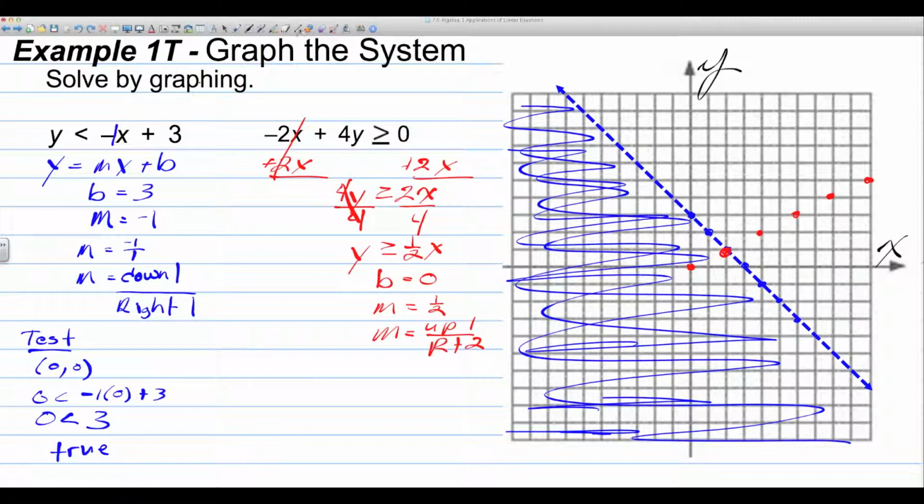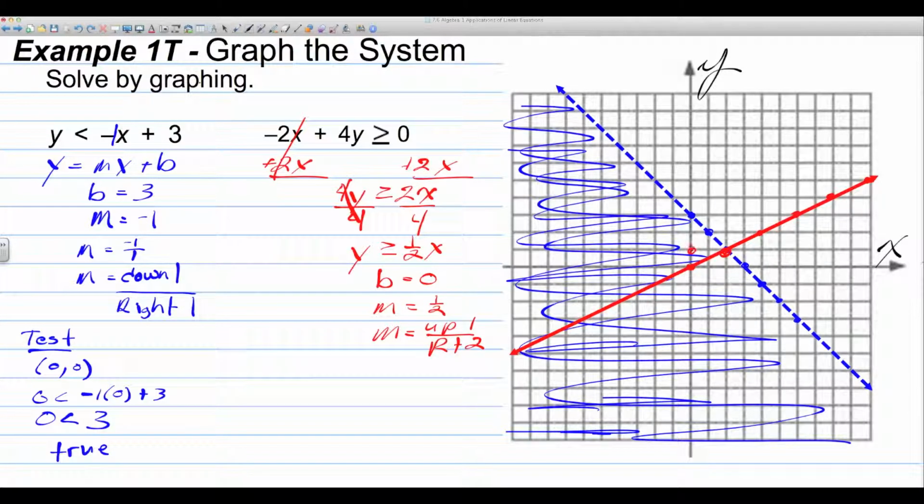And we get the pattern there. And in this case, since there's an equal sign, we're going to use a solid line as our boundary line. And now we need to pick a test point, and we cannot pick the test point 0, 0. The reason is this line goes through 0, 0. We already know it makes its solution, so we're going to pick another point.